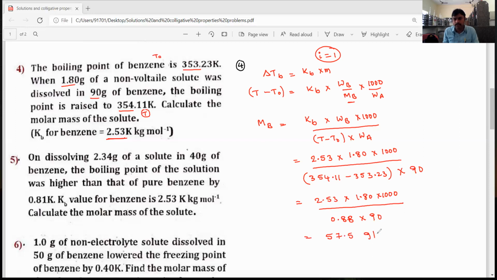Then on simplification we get 57.5 gram per mole. Okay, so the gram molecular weight or molar mass of the non-volatile solute we got, dear students, is 57.8. In the same way, only the numerical values are changing. The fifth question is also in the same model. Okay students, let's see that fifth question.